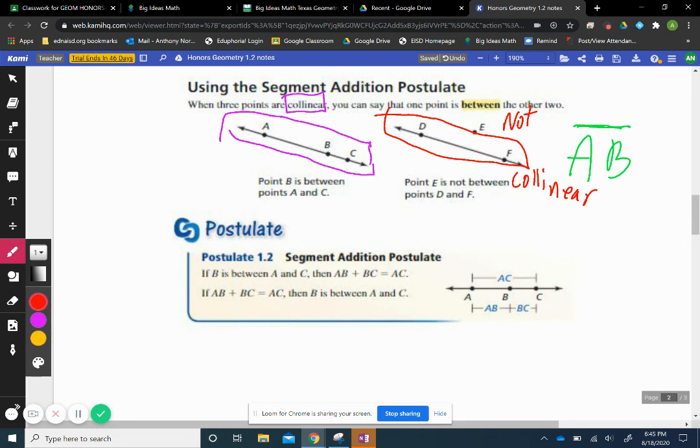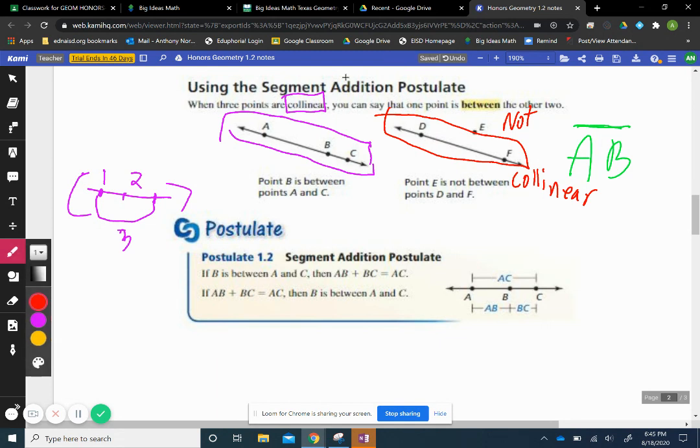So here's an example as to why. Here, I have 3 collinear points. We can say that this is 1, this is 2, so the whole thing is 3.